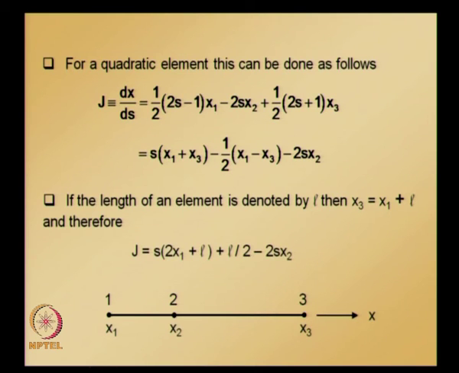Since J is a linear function of s, if I make sure that J is positive at s equal to minus 1 and J is positive at s equal to 1, then J is going to be positive everywhere between minus 1 and 1, and that kind of check is only possible because here J is a linear function of s.